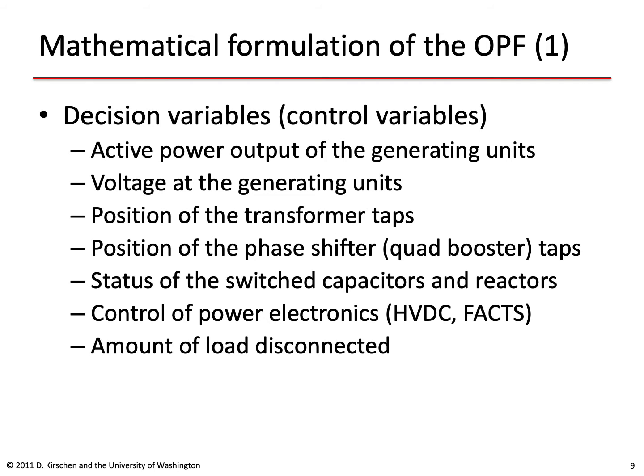We can also control the voltage that these generating units set, the position of the transformer taps, and if we have phase shifters, or what's sometimes called quad boosters, they also have taps we control. If there are capacitors and reactors that we can switch in and off, their status is also a decision variable. If there are power electronics devices such as HVDC and FACTS, we can control those. And as a last resort, we can also disconnect some load, and that can also count as a control variable. So to keep things simple, we'll introduce a vector of control variables that we will label u.